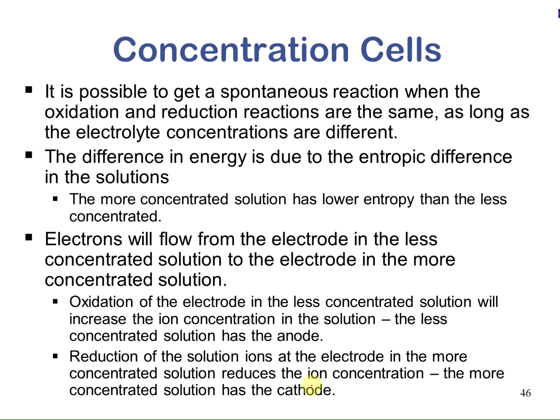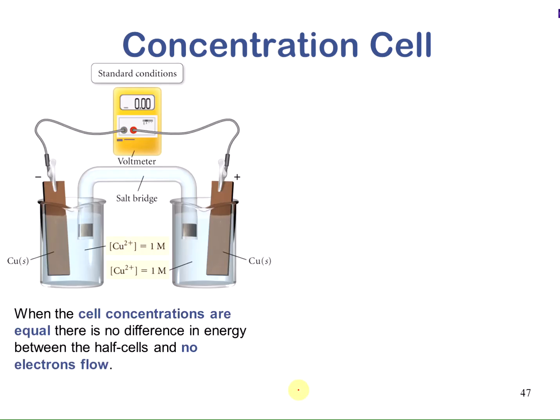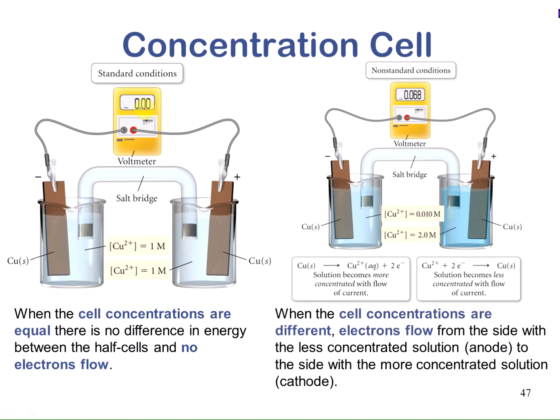So let's just look at a concentration cell. Now in this case we have copper at standard conditions, 1 molar and 1 molar. So since they're both at standard conditions and we have copper in both systems, the voltage between them is 0 volts. So you're not going to get any electrons to flow. So when the cell concentrations are the same, there is no difference in energy between the half cells, and thus no electrons flow.